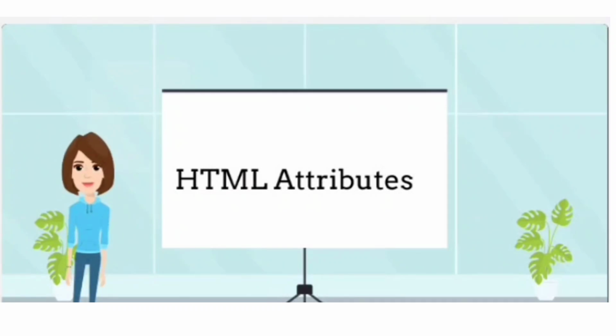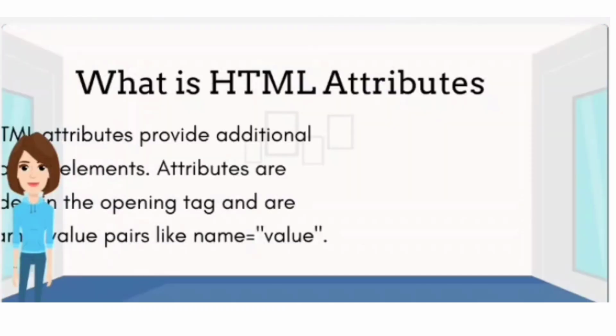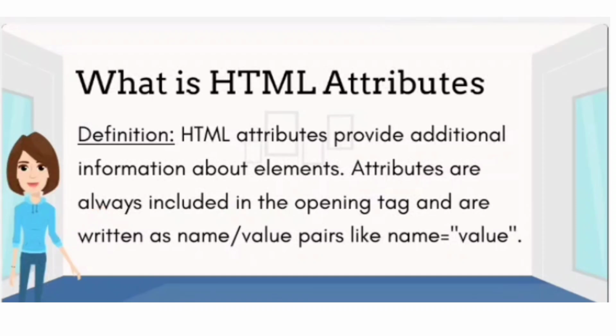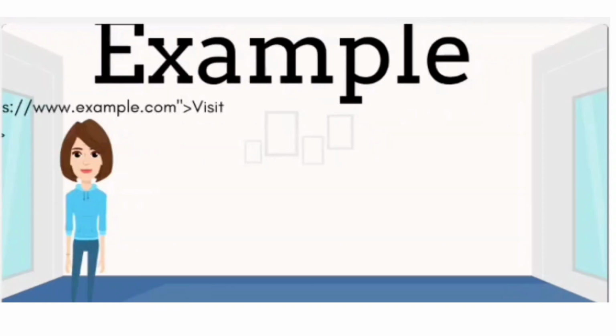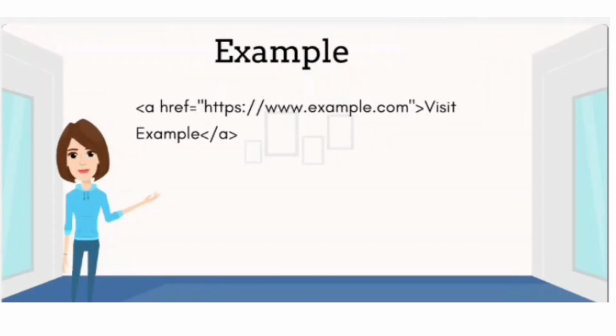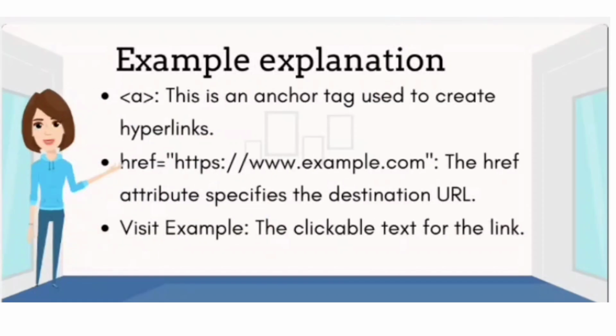HTML attributes. What is HTML attributes? HTML attributes provide additional information about elements. Attributes are always included in the opening tag and are written as name, value, pairs like name equals value. Let's see the example here. Here is the example explanation.